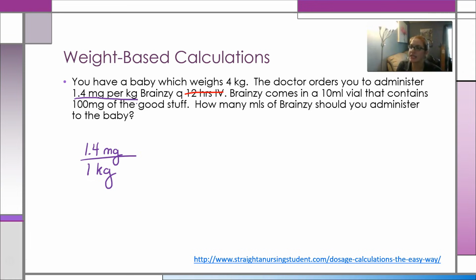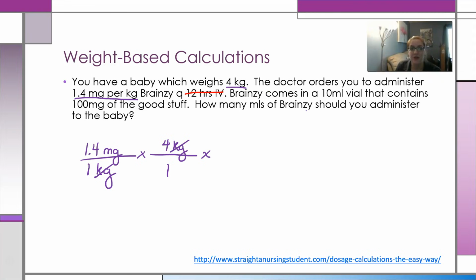So if you're given a weight, and it depends on a weight, let's actually write that next. So here it says that we have a 4 kilogram baby. Now, of course, we need to cancel our units diagonally. So we're going to write the 4 kilograms on top because that will do a nice job of canceling there. Bye-bye kilograms. Now we can move on to our supply.